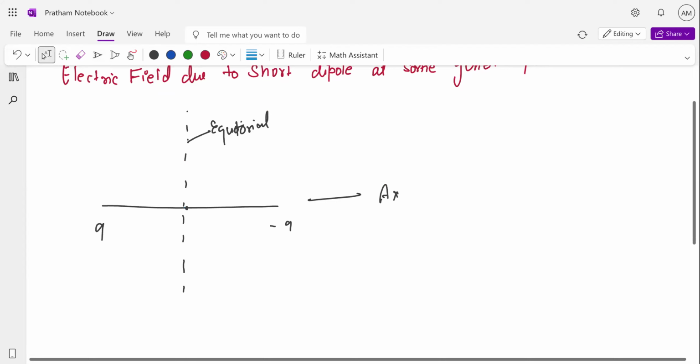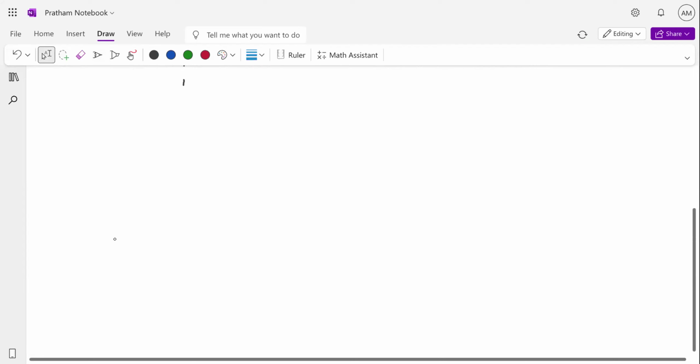So let's make a very short dipole, q and minus q. I'm calling it a short dipole because the distance is assumed to be very small. This is the center point, and this is length L. Now you know the direction of the dipole moment: from negative to positive side. So I can write it as P.